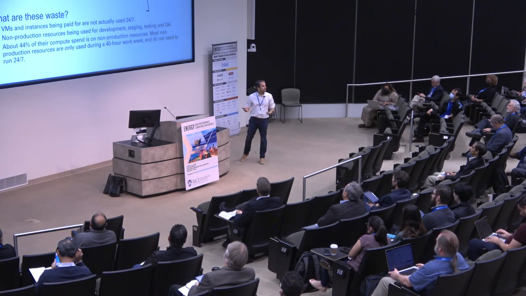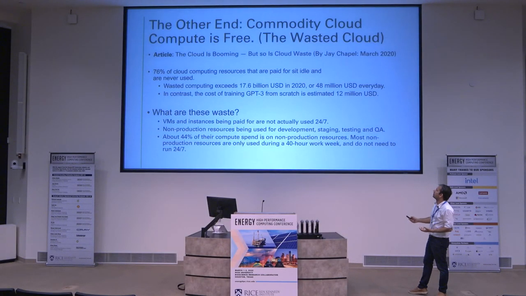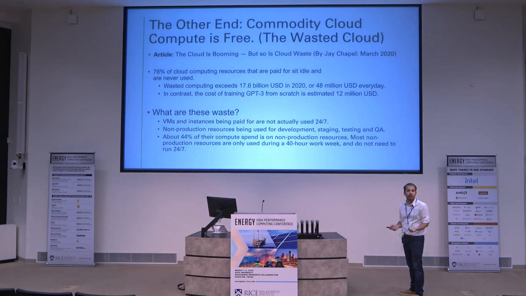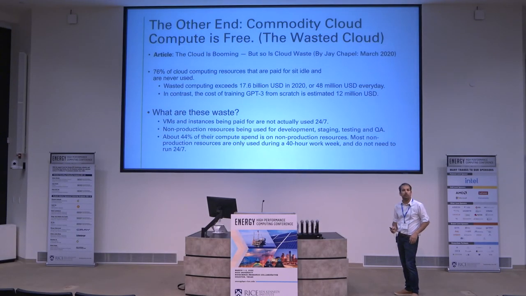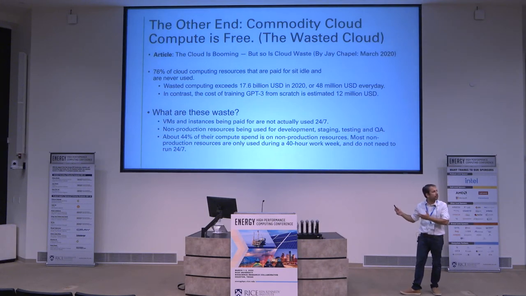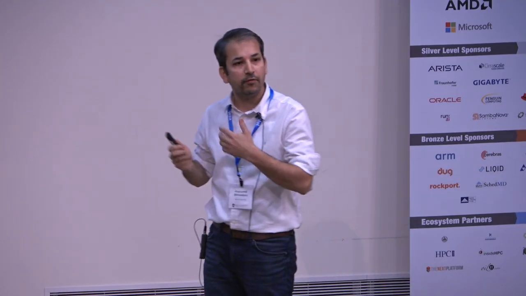Now, what are these wasted resources? Obviously, these are virtual machines and instances that are being paid for but not actually used 24/7. These are non-production resources used for development, staging, testing, and quality assurance. About 44% of their compute spend is on non-production resources, and most non-production resources are only used during the 40-hour work week and do not need to run 24/7. So there is an enormous amount of compute that is going to waste every day.